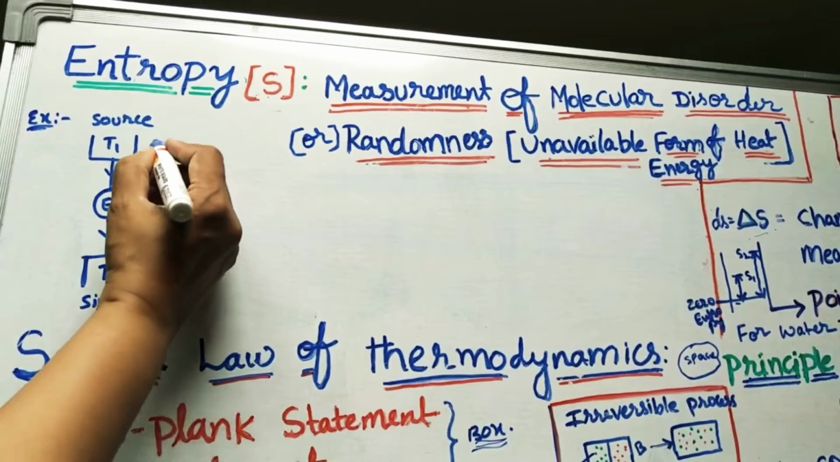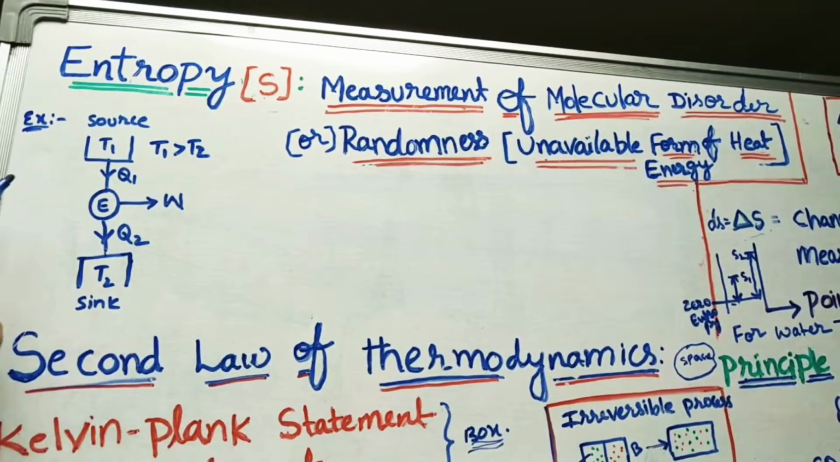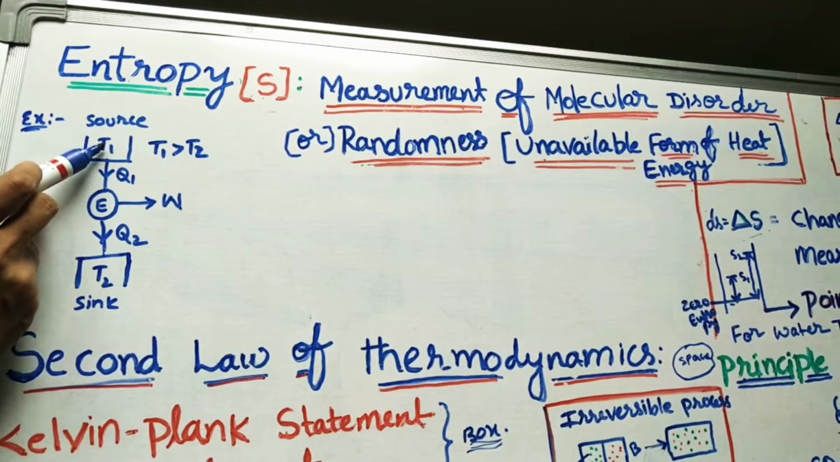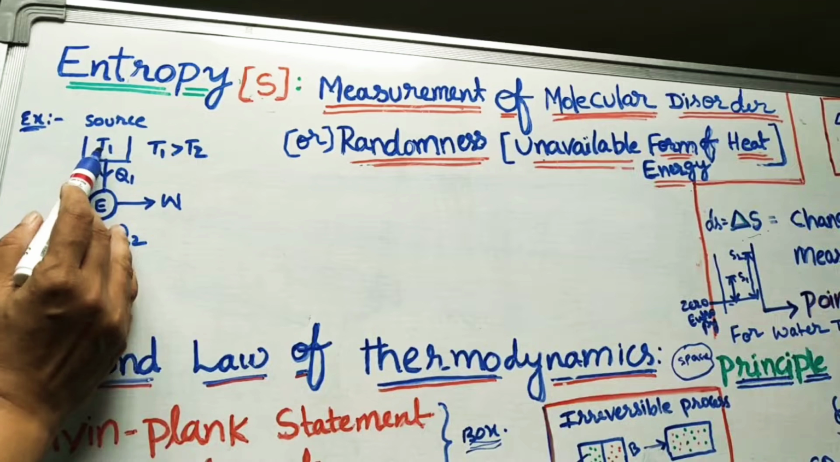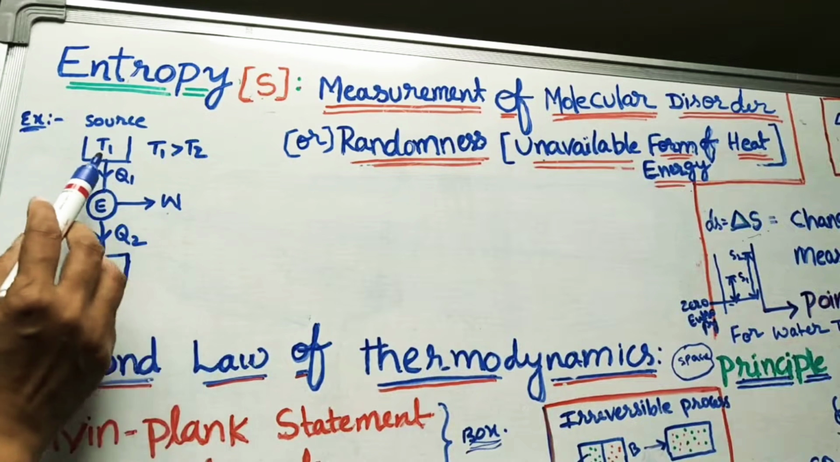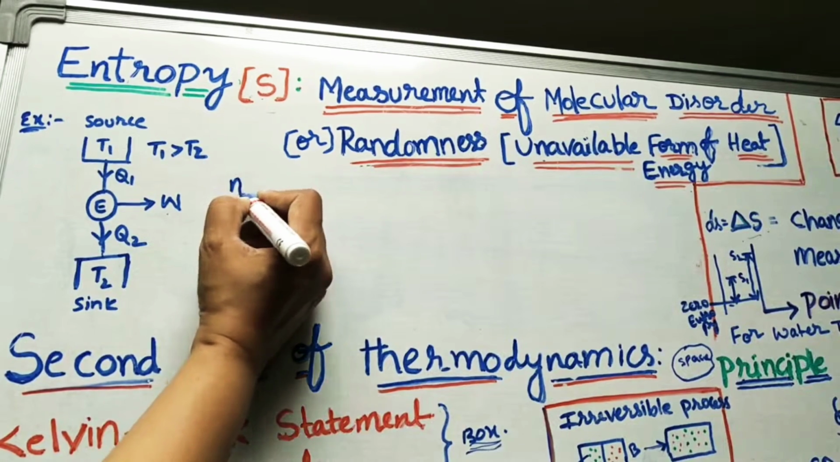So always the source temperature T1 is more than T2. Always remember here, if this temperature is more, we will get the maximum amount of work done. If this is less, we will get less work. That's why the source temperature is always more. What is the efficiency of the engine here?